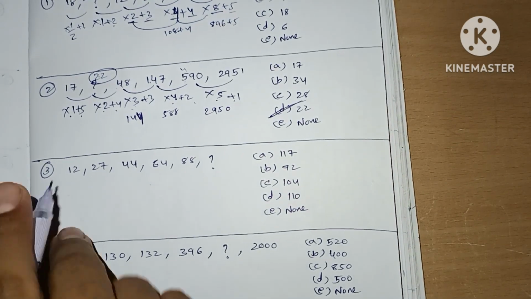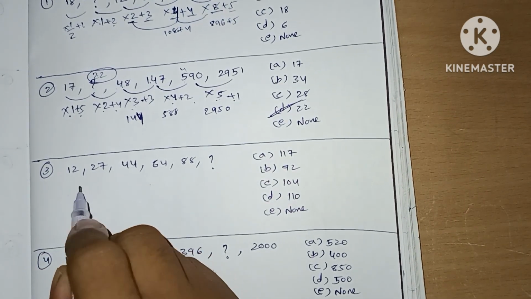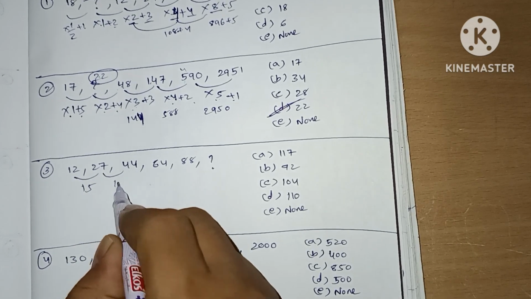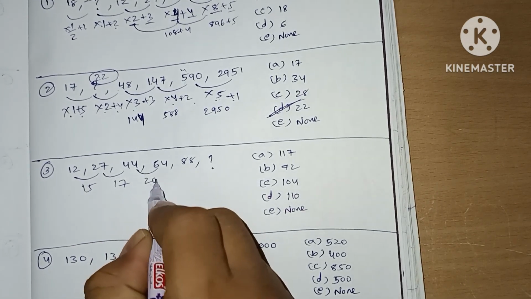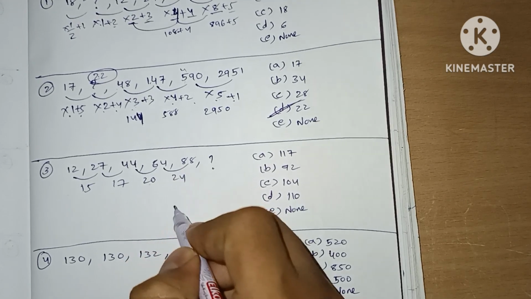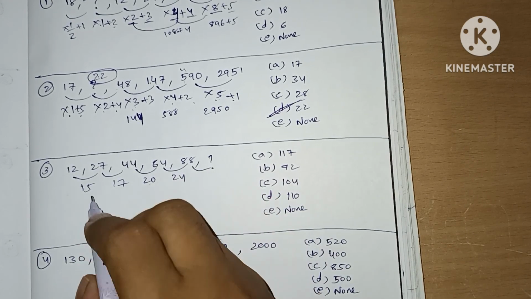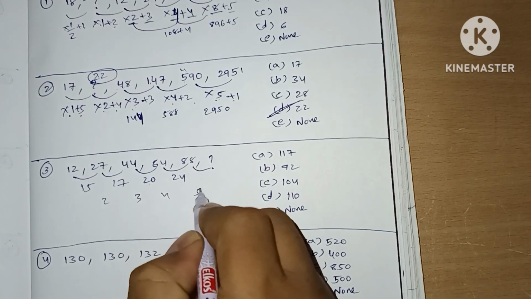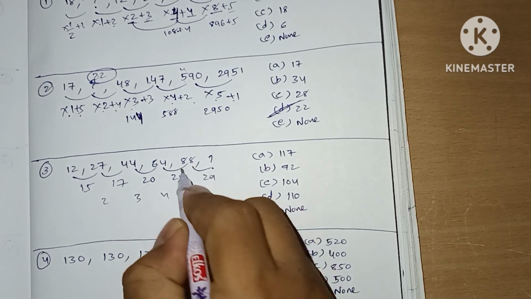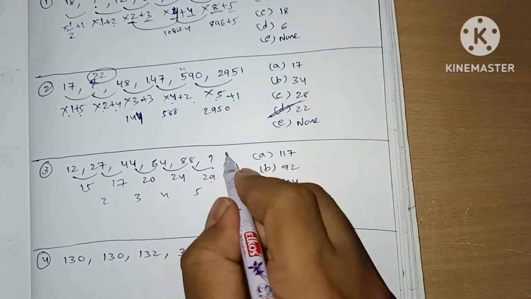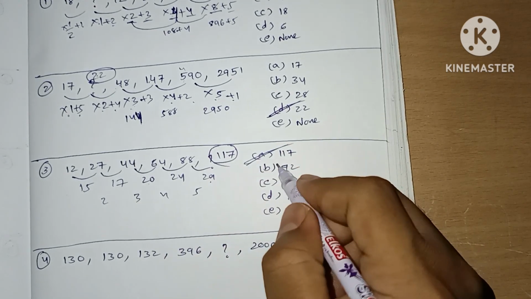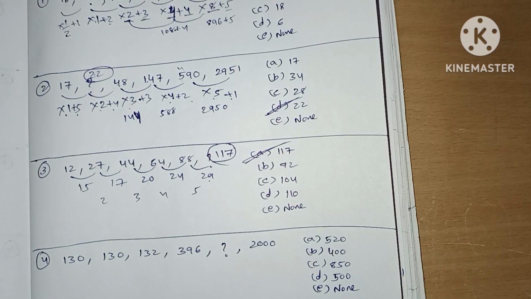Next question. Here we'll go with the differences. Here the difference is 15. Here the difference is 17, 20, 24. The difference between these two is 2, 3, 4. Next one must be 5. So 29. 88 plus 29 will be 117. Answer will be 117. Option A, 117, is our answer.